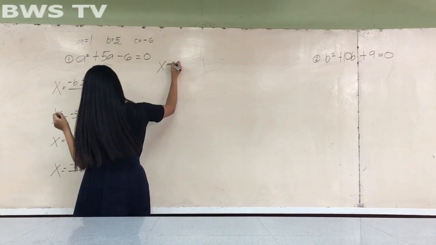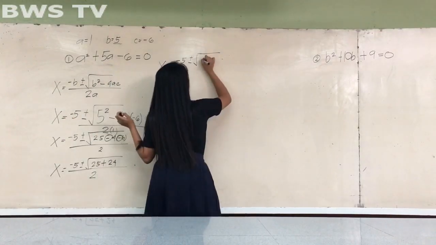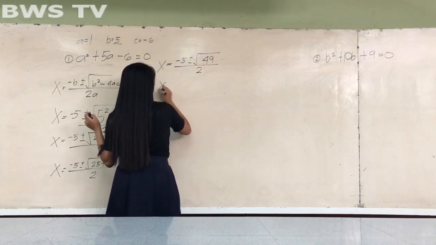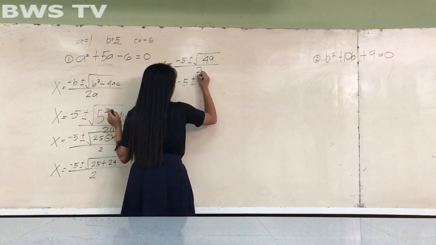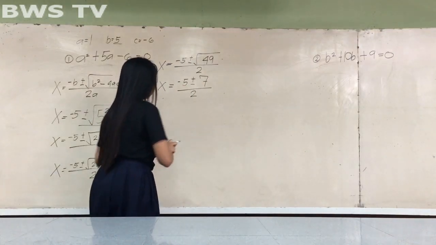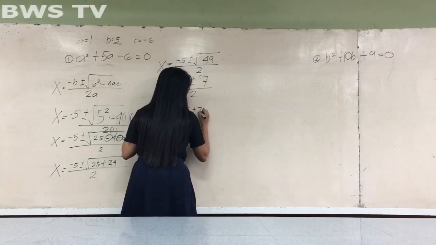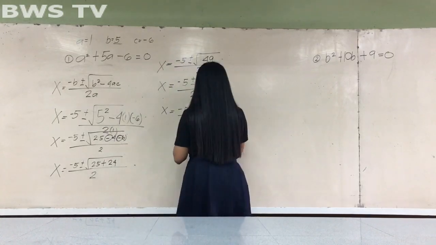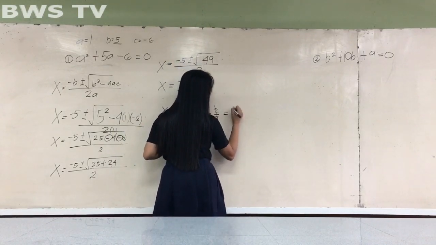x is equal to negative 5 plus or minus the square root of 49 over 2. x is equal to negative 5 plus or minus 7 over 2. Then we will do the plus or minus. Negative 5 plus 7 over 2 is equal to 2 over 2, which is equal to 1.